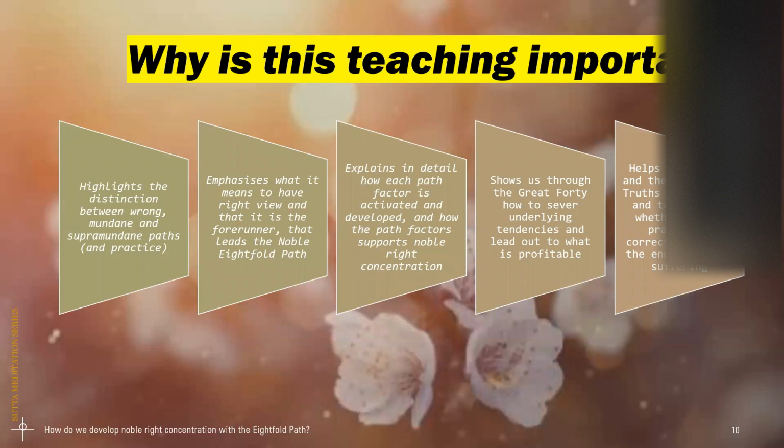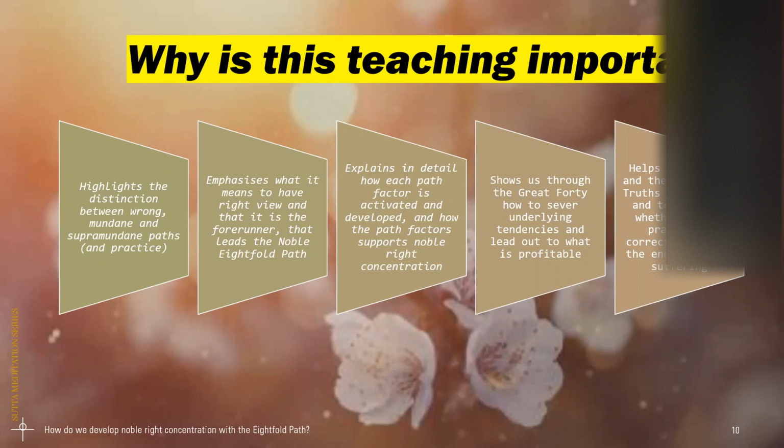So we've already touched on some of these things. And the question is, why is this teaching important? It's important because it highlights that distinction between wrong view or wrong practice, mundane and supramundane paths and practice. We also see that the Buddha emphasizes the importance of right view, that it is the forerunner, the leader of this Noble Eightfold Path. And thirdly, the Buddha explains in quite a lot of detail how each path factor is activated and developed and how the path factors support the noble right concentration.